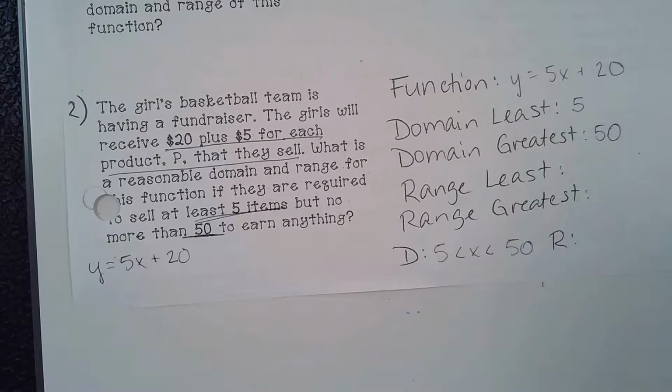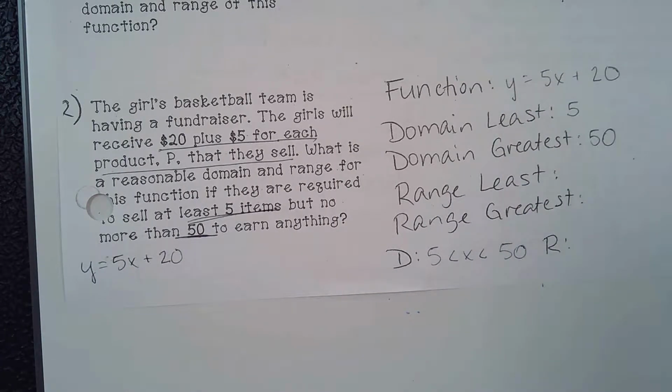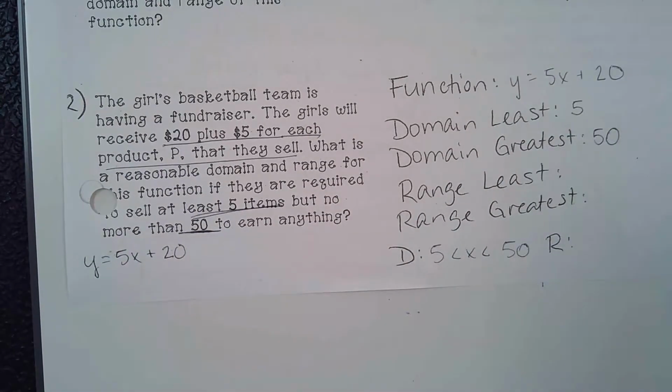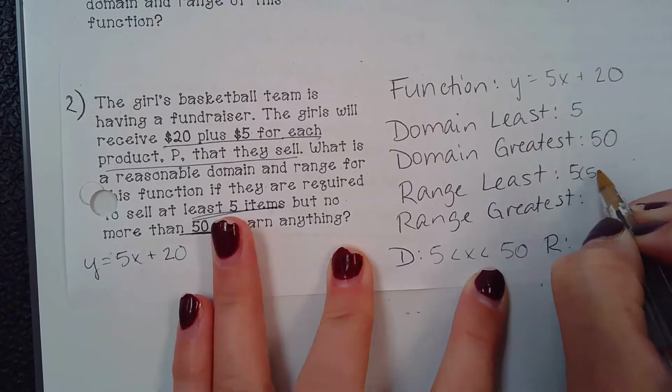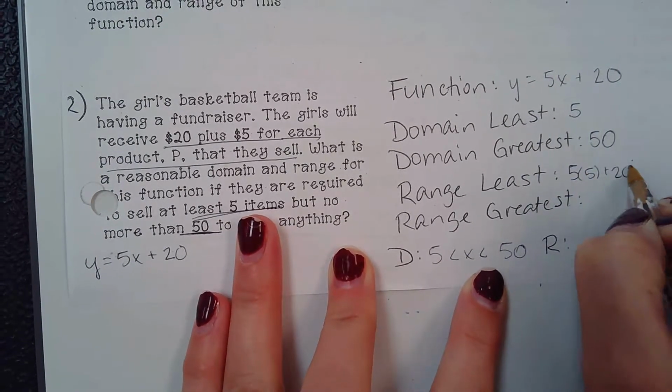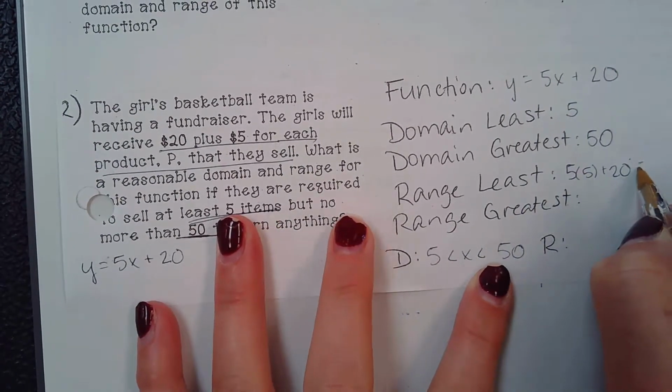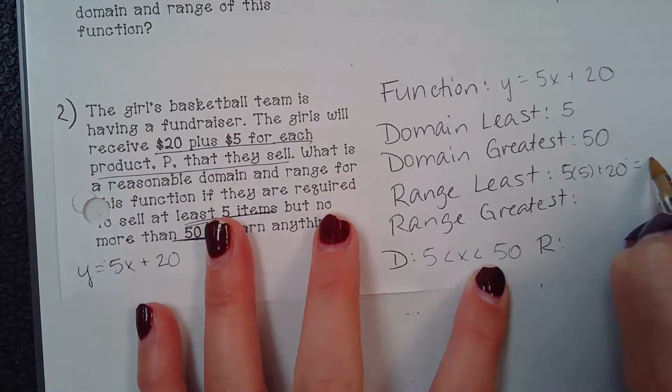Do we know the least amount of items that you could possibly sell? So could we take that number, plug it into your function, and figure out the least amount of money you could possibly make? Yeah. So we'll plug in a 5. So we'll have 5 times 5 plus 20. I'm going to write that right here so we know where it's coming from. And what is 5 times 5? And 25 plus 20 gives you 45.